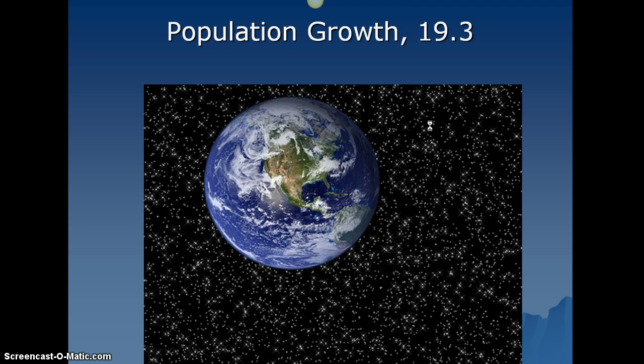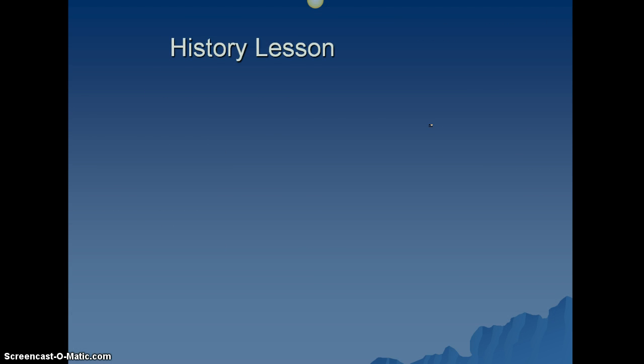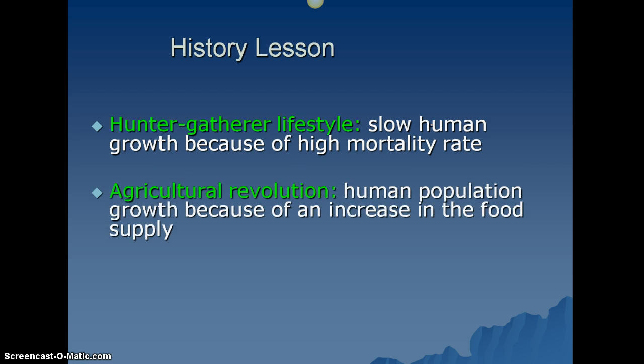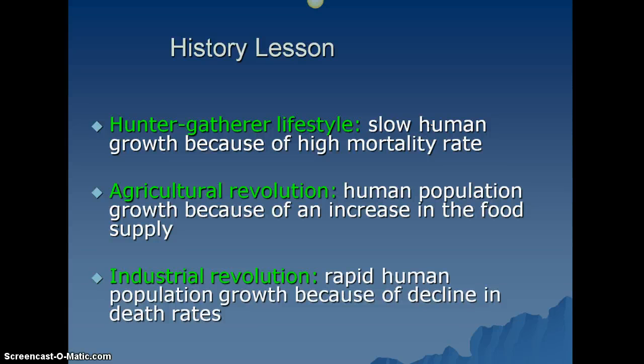Okay, the last section here is population growth, which is 19.3, and a little history lesson of humans. Humans have gone from a hunter-gatherer lifestyle where there was slow human growth because there was a high death rate, to the agricultural revolution where the human population growth increased dramatically because of an increase in the food supply. And then the Industrial Revolution, where there was rapid human population growth because of a decline in death rates. And there were quite a few factors for this.